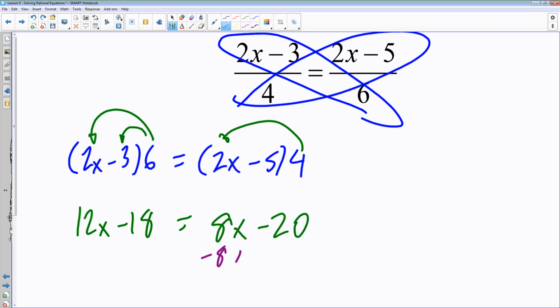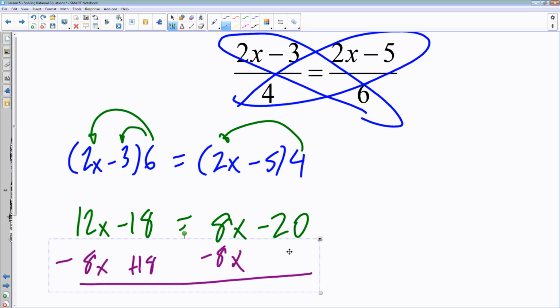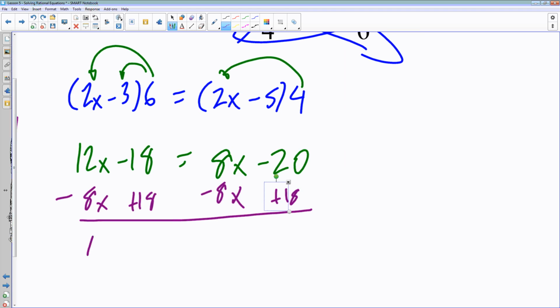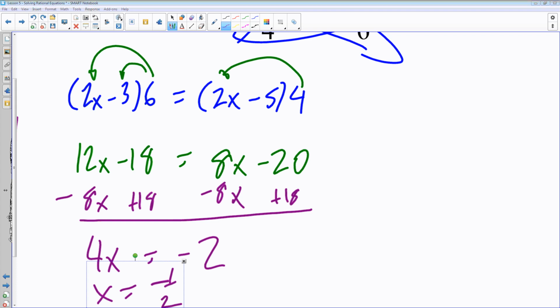I'm going to subtract 8x from both sides. And I'm also going to add 18 to both sides. So I end up getting 4x equals negative 2. And I divide both sides by 4. Negative 2 divided by 4 is negative 1/2. I promise we're not always going to get negative 1/2 as our answer. It just happened to be a happy coincidence there.